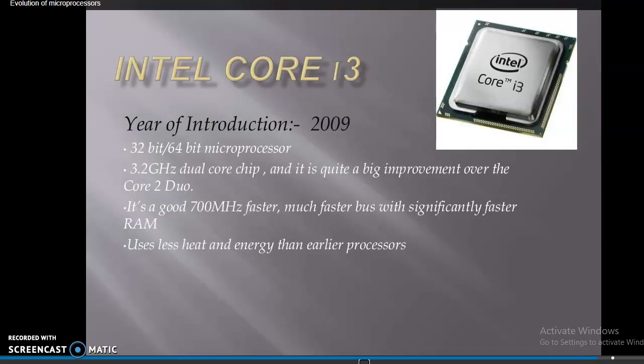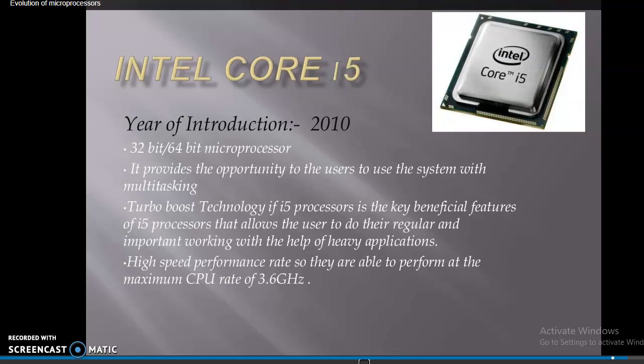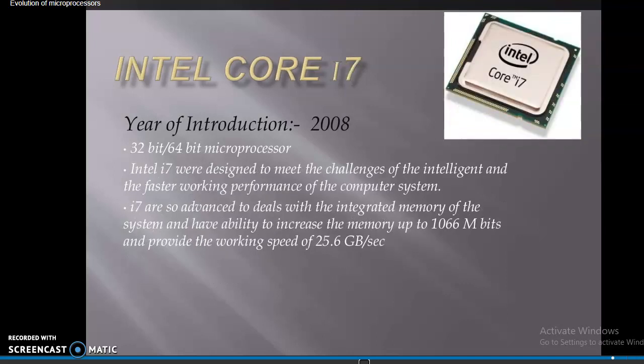And then Intel introduced Intel Core i3 in the year 2009. It is also a 32-bit microprocessor. And then i3, i5, i7 and all those things were introduced by Intel Corporation. These give very intelligent and fast working performance of the computer systems.